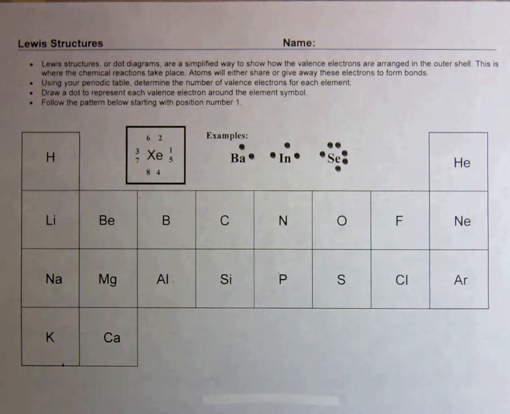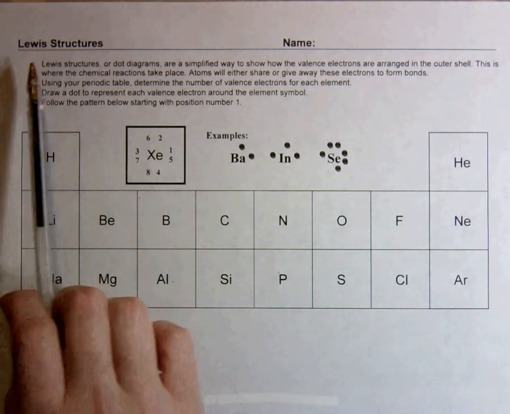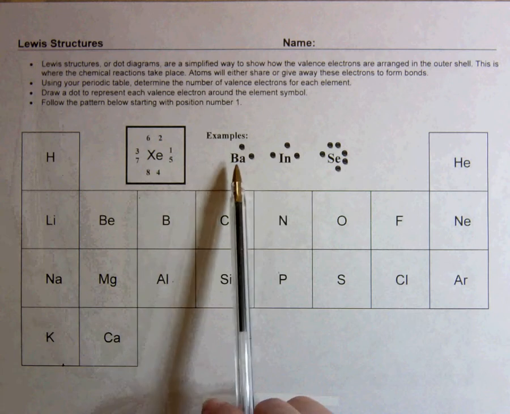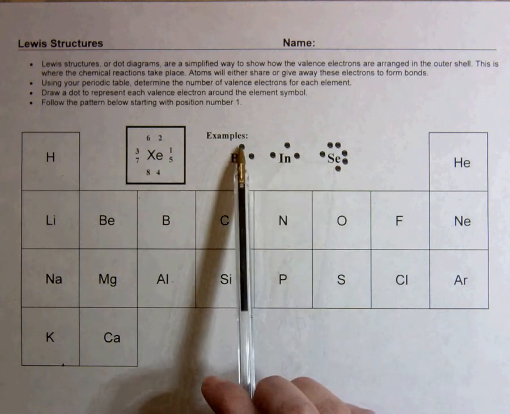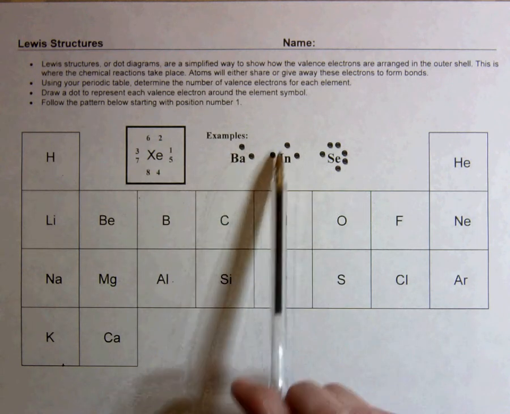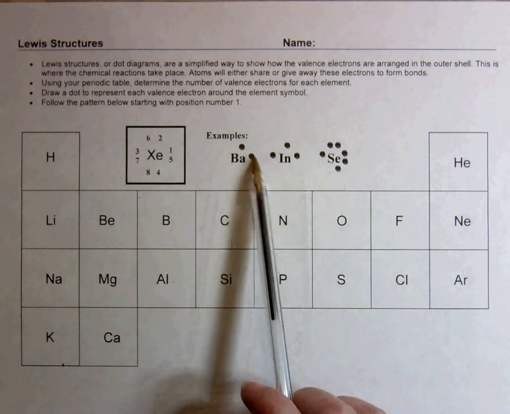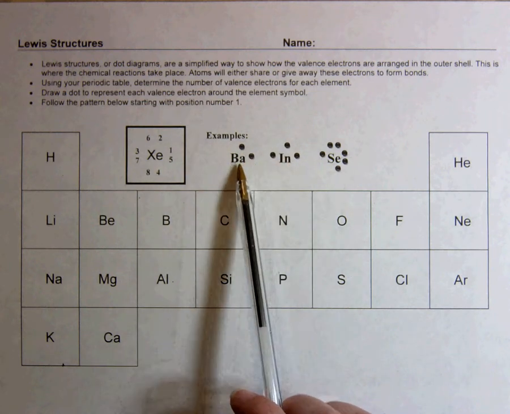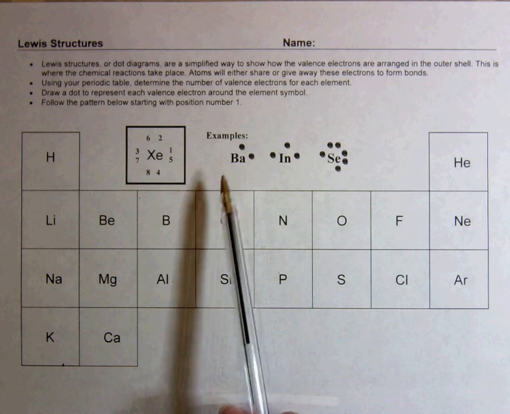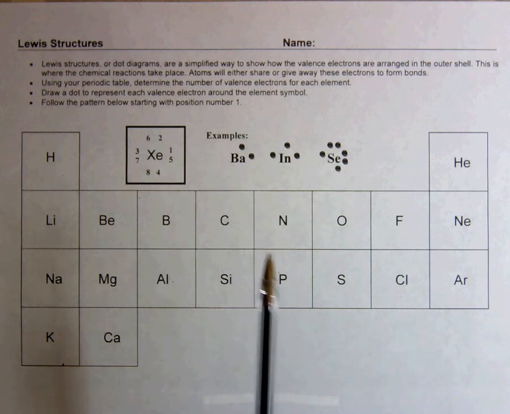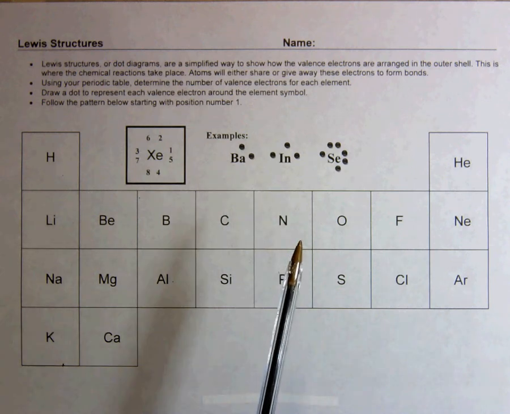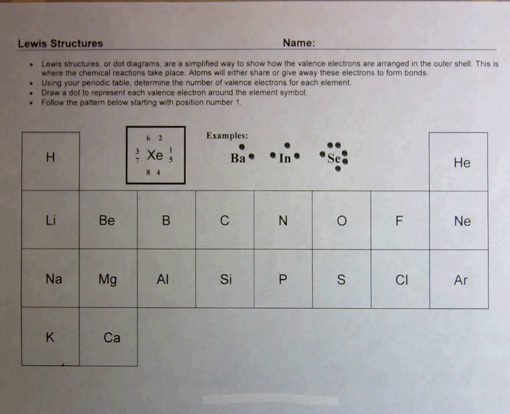Lewis structures. Lewis structures are also called Lewis dot diagrams because, as you can see from the examples here, you're putting dots around the symbol for the element. These dots represent how many valence electrons an atom has. And what I want you to remember is what valence electrons are. Valence electrons are the outermost electrons on an atom. So we're not talking about all of an atom's electrons, just the outermost ones.